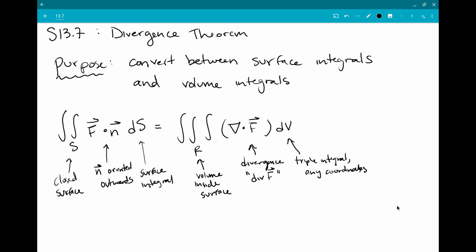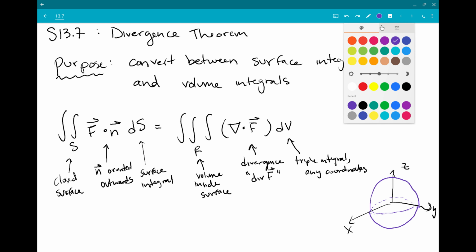Just to draw a picture of what we're talking about though, here are our XYZ coordinates. So here's a closed surface. So imagine that's a 3D surface. It can be filled up. Actually, let's do a surface that you will actually be able to imagine filled up. Okay, here is a sphere. Kind of. So that's a closed surface, a sphere. And it has to be oriented outwards.